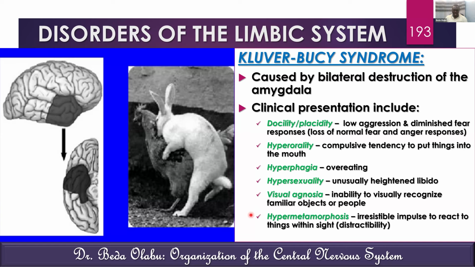And lastly, we have hypermetamorphosis. Hypermetamorphosis is an irresistible impulse to react or respond to everything around you within sight, and this is a cause of distraction. So people with Kluver-Bucy syndrome are easily distracted by anything in the environment. Remember, it's caused by bilateral destruction of the amygdala. Most of the symptoms were seen in experimental monkeys, but it's also been described in some people.